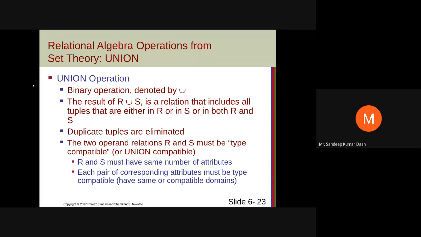Okay. As usual, the union operation is a binary operation which works on two different relations. Suppose R and S. It is symbolized by R union S, which means it will include all the tuples present in R with all the tuples present in S. Okay.